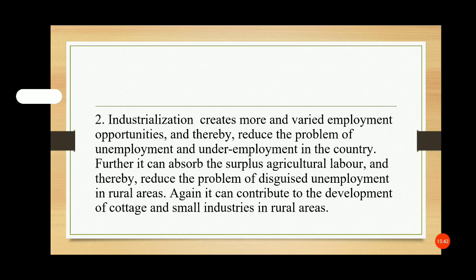Industrialization creates more and varied employment opportunities and thereby reduces the problem of unemployment and underemployment in the country. Further, it can absorb the surplus agricultural labor and thereby reduce the problem of disguised unemployment in rural areas. That's why migration occurs, because industry attracts the laborers. Again, it can contribute to the development of cottage and small industries in rural areas.